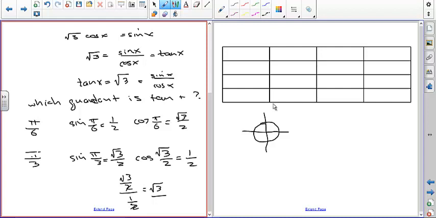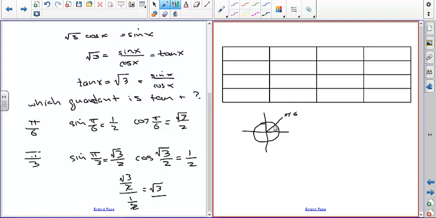Another way to think about it is, if you drew pi over 4, that's this, and if you drew pi over 3, that goes about here. And you see that the sine, which is the y-coordinate, is greater than the x-coordinate, which is the cosine. So if this is greater than this, then the ratio is greater than 1, which gives me the square root of 3. So there are a lot of different ways to figure it out if you forget it. Those are just a few little things that you could use.